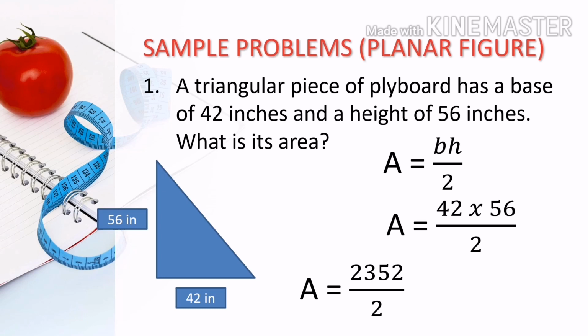So 42 times 56 gives us 2,352 divided by 2. That would be equal to 1,176 square inches. So ganun po ang pagbasa. Kung makikita natin, it's inch squared. Pero inuuna natin yung salitang square bago yung unit. So, square inches, square centimeters, square feet, and so on.